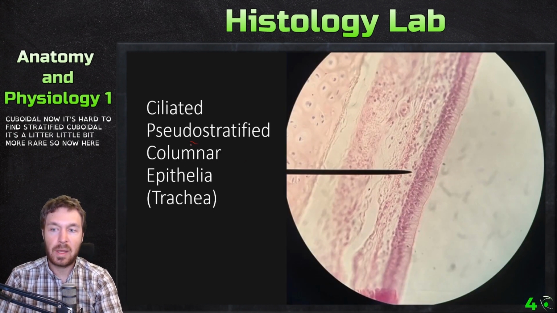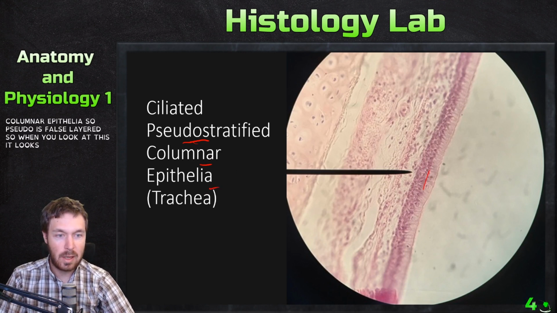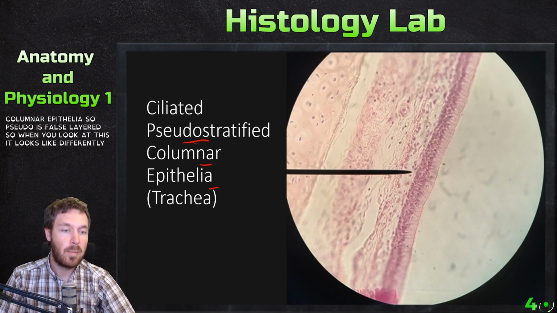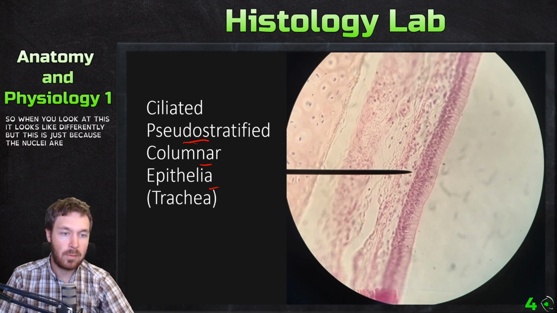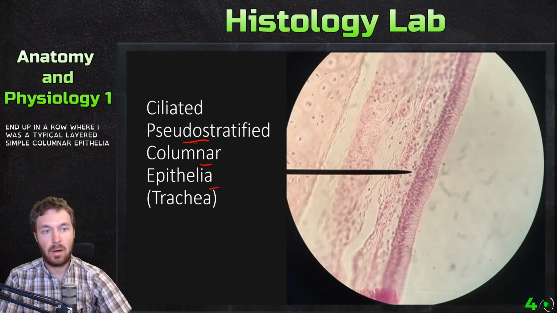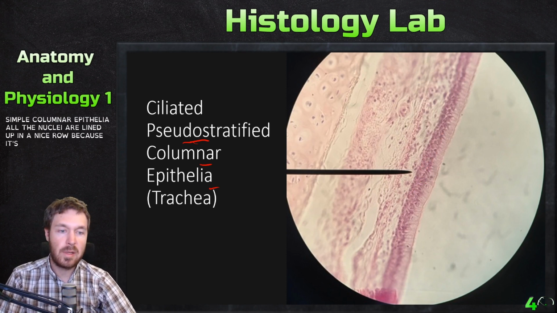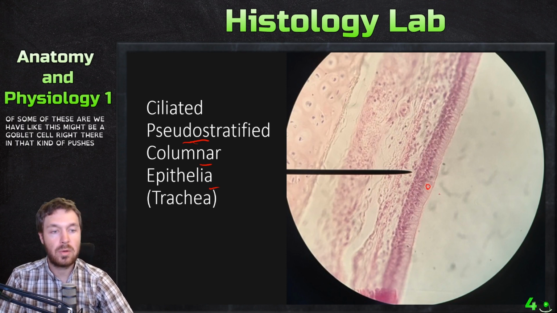So now here is a pseudo-stratified columnar epithelia. So pseudo is false layered. When you look at this, it looks like there are different layers here. But this is just because the nuclei are a little off center. Some nuclei are down there, and they're not lined up in a row, whereas in a typical simple columnar epithelia, all the nuclei are lined up in a nice row. That's because in some of these, we have, this might be a goblet cell right there, and that kind of pushes the nuclei out of the way.